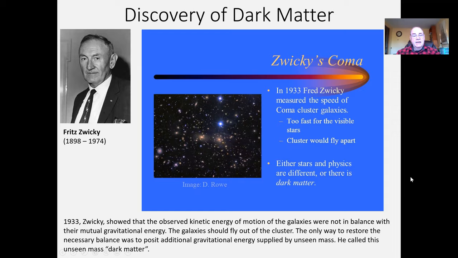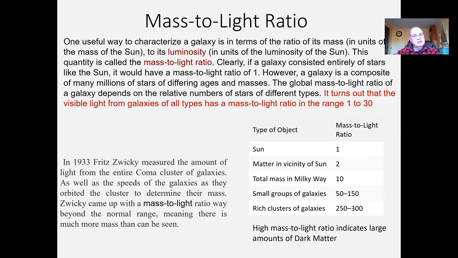He continued in his study of the Coma Cluster, and he was looking at what's called the mass to light ratio. Very simple idea. The sun has a mass to light ratio of 1. You simply take the sun, you look at its mass, 1 solar mass. Remember the number that we computed last week, 2 times 10 to the 30th kilograms. And you look at the luminosity of the sun. And you adjust the units, so we call those 1. And so 1 over 1 is 1. So the mass to light ratio of the sun is 1.